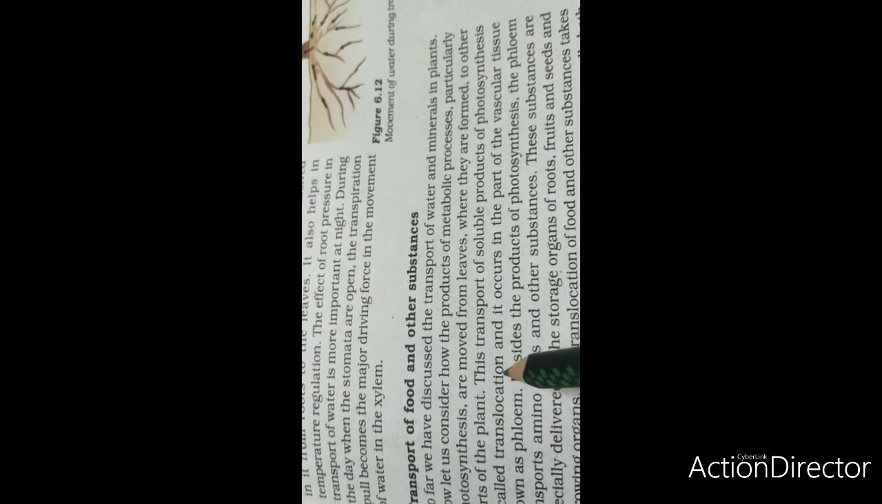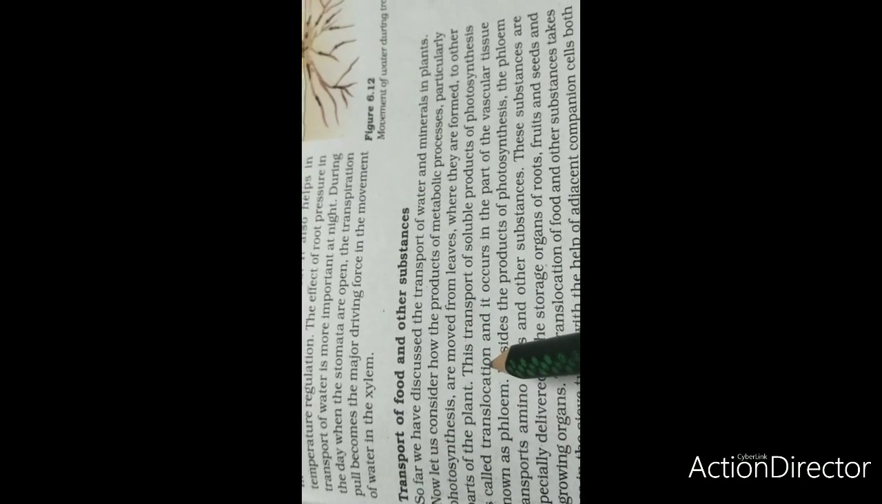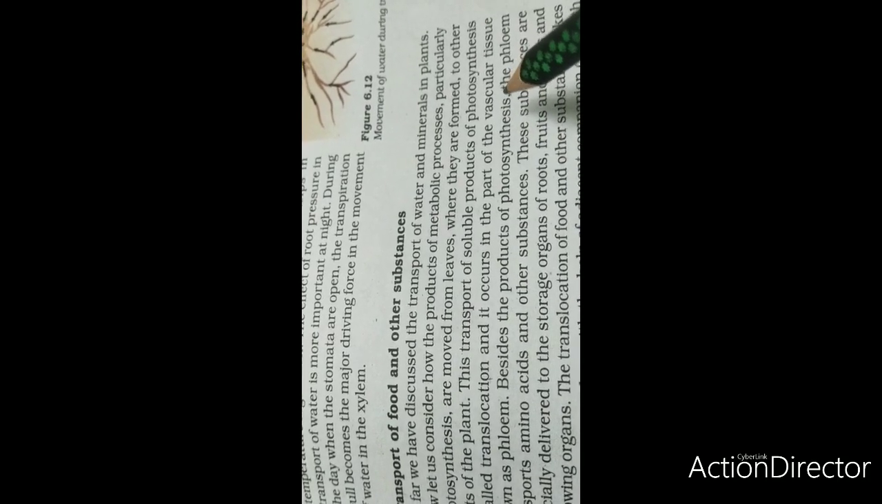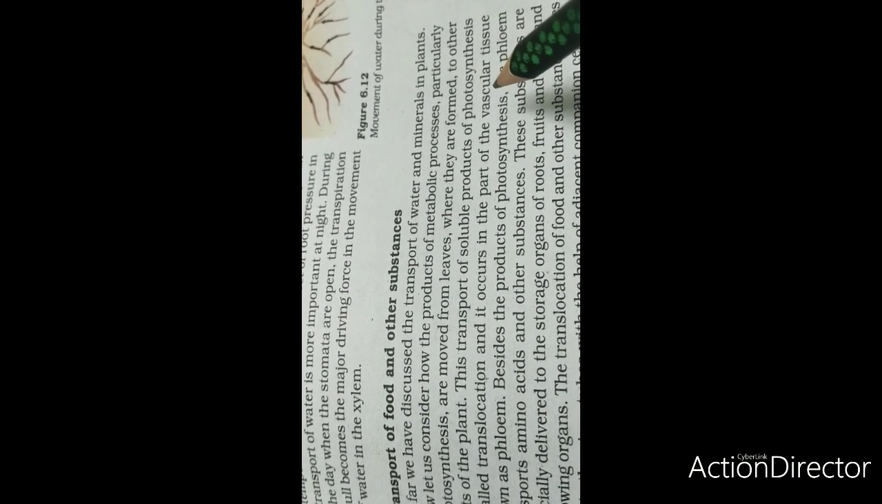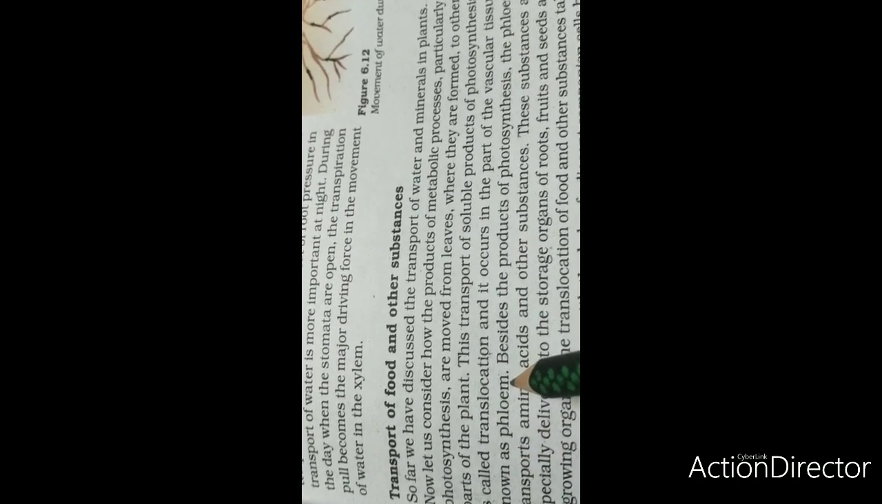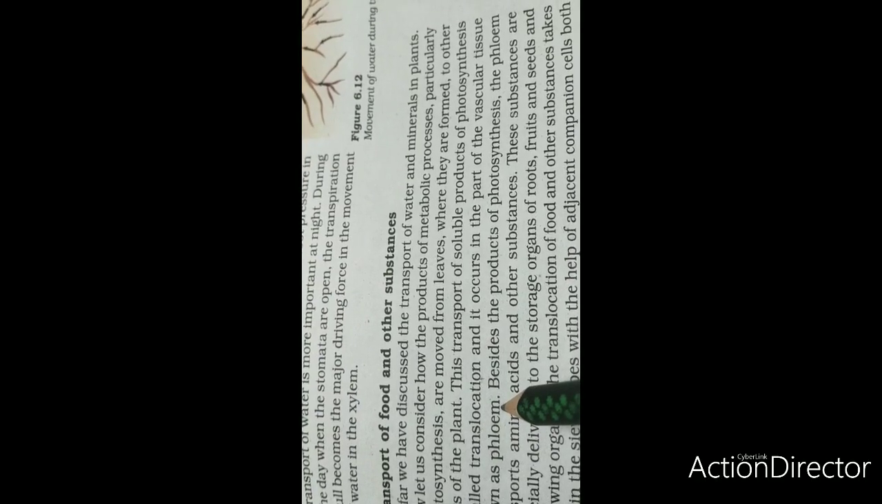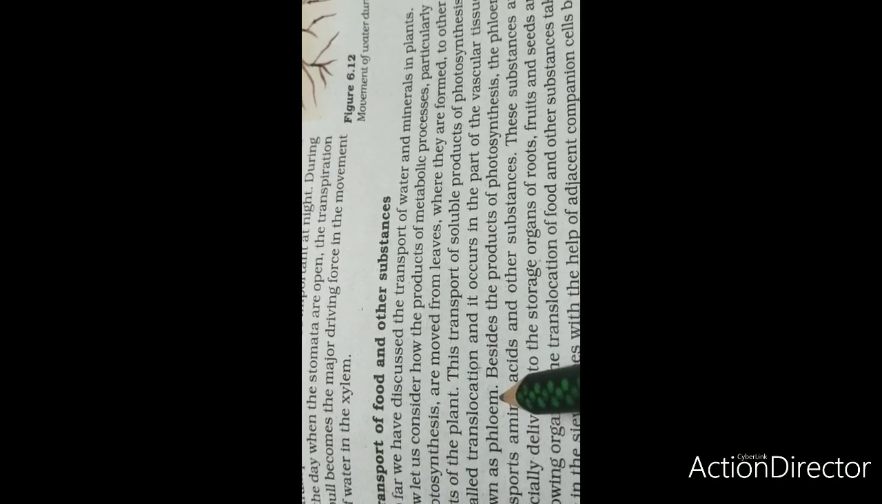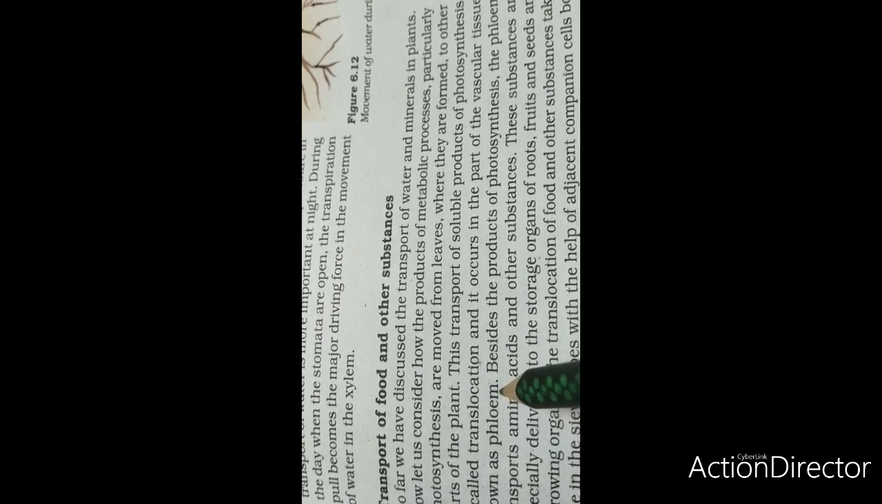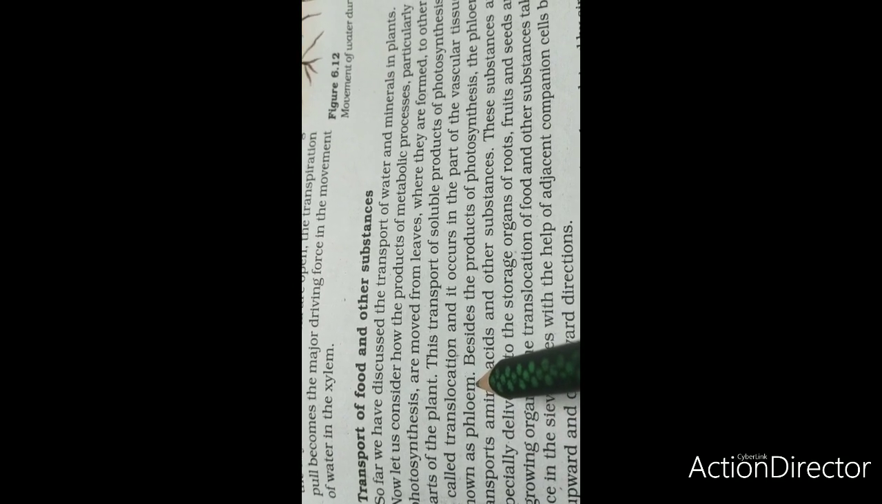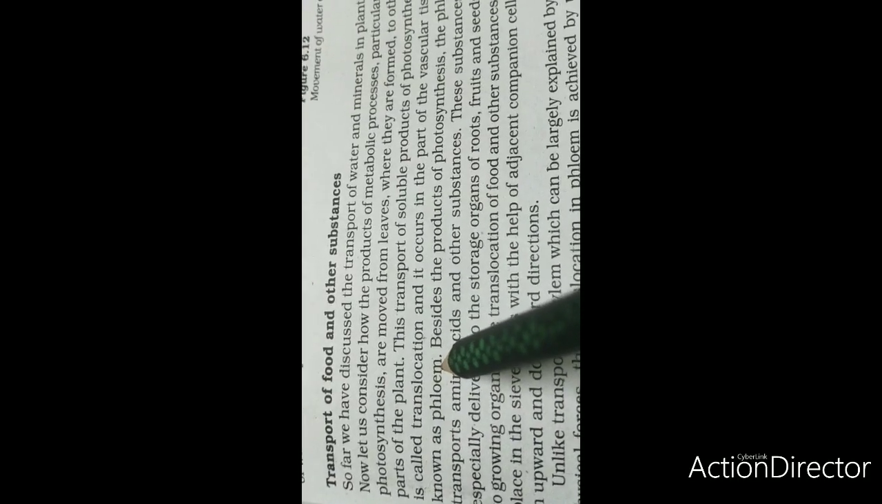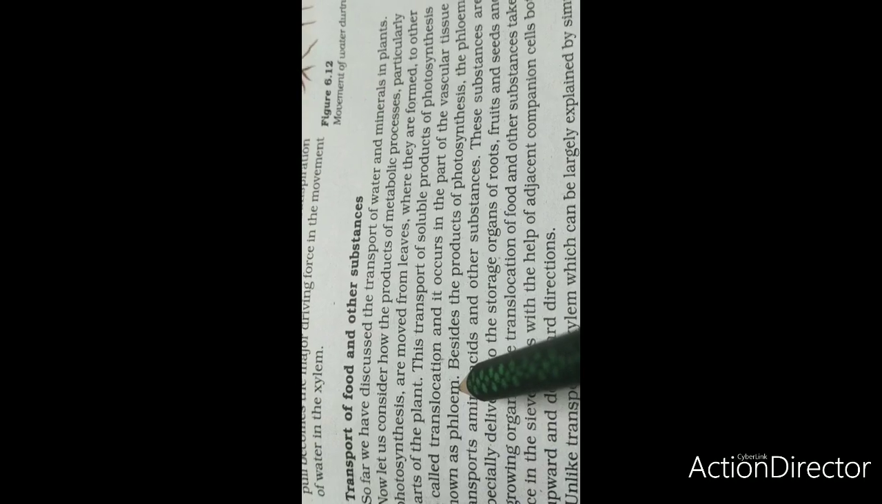So how does translocation actually occur? Translocation occurs because of the vascular tissue, the conducting tissue. Which vascular tissue is involved in the translocation of food? That is nothing but the phloem. Phloem helps in the translocation of food in the plant body. Phloem also has components like the xylem. These phloem cells help in the translocation of food to all parts of the plant body.